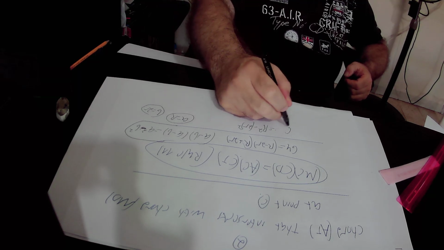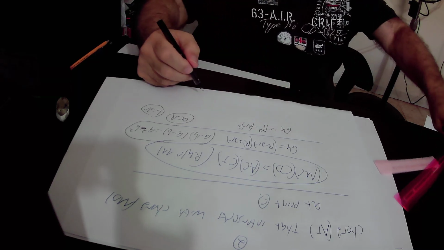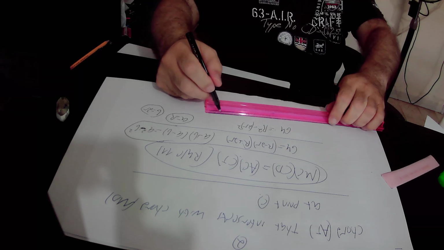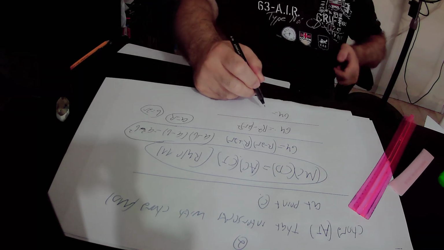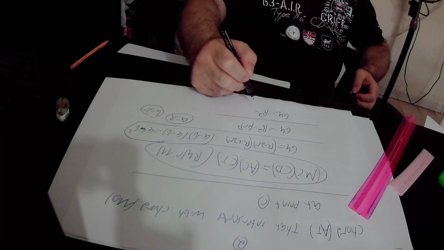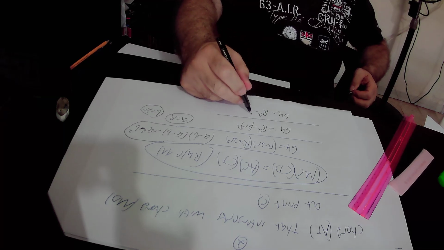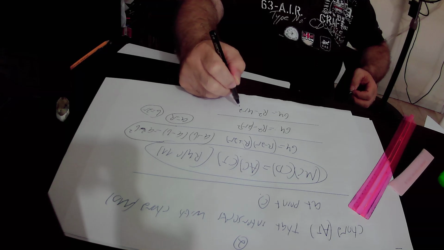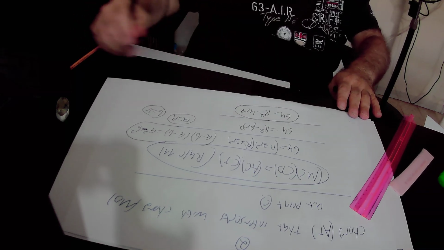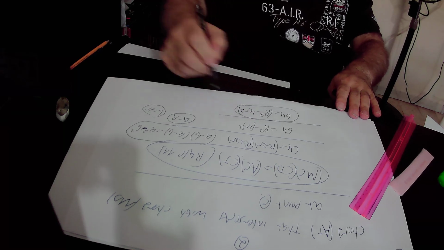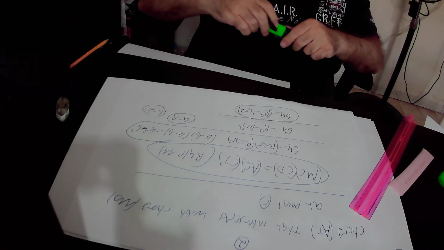Okay, so we found out that 64 equals capital R squared minus 2R squared. 2R squared is 4R squared. So in conclusion, we found out that 64 equals capital R squared minus 4R squared.